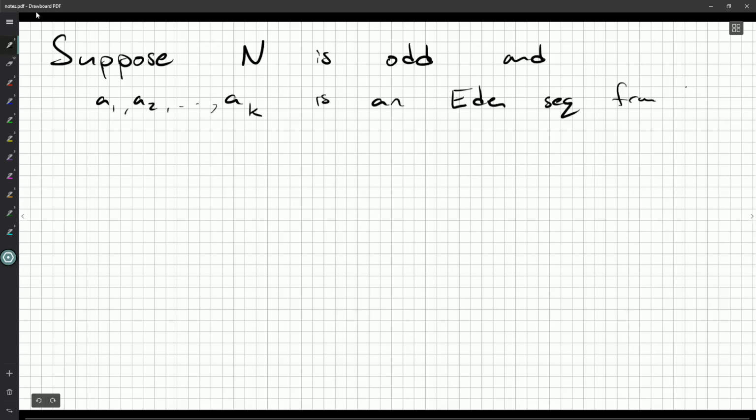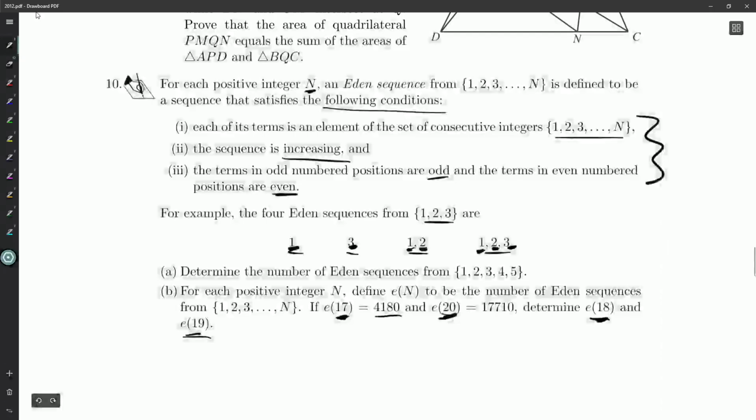Suppose n is odd and A1, A2, up to AK is an even sequence. And I'm just going to say from n instead of 1, 2, 3 all the way up to n. In fact, did they have a name for it? No, they say an even sequence. I'm just going to say the last number, if that's all right with you guys.